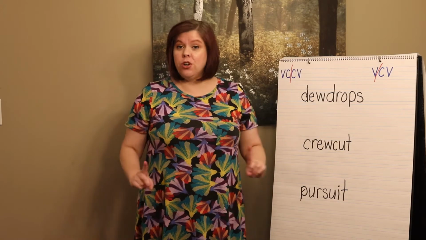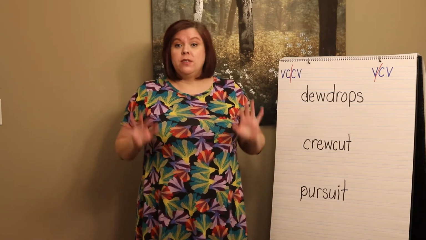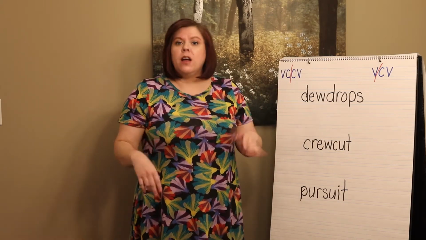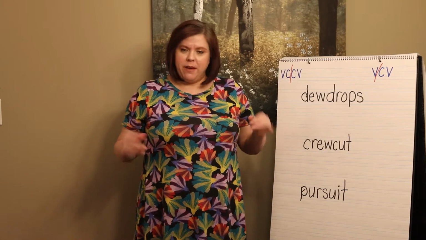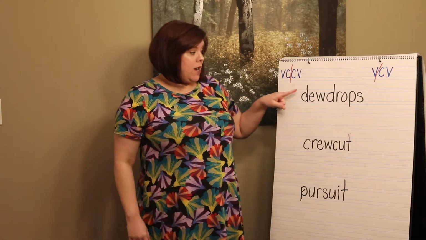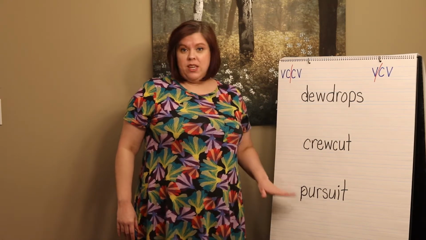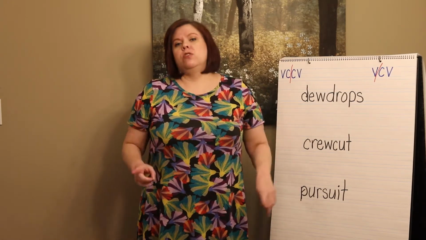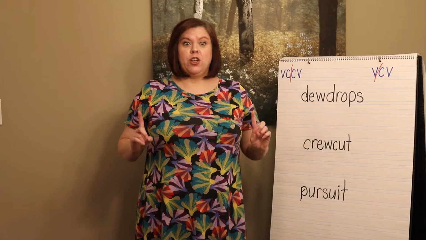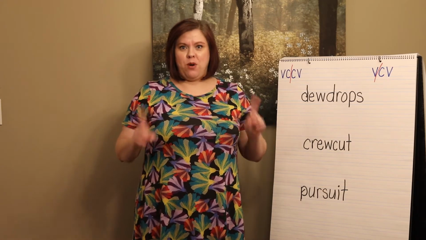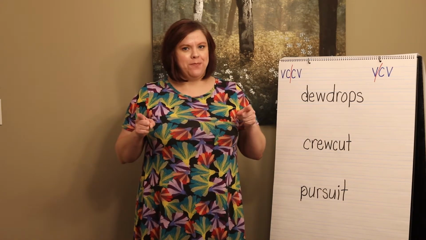Before we get started, I want you to pause the video and go get something to write on and something to write with: a piece of paper, a whiteboard, something. I want you to write down these 3 words. Give yourself time to write them down, and we're going to be using our syllable division to figure it out. All right, so pause the video and go do that.